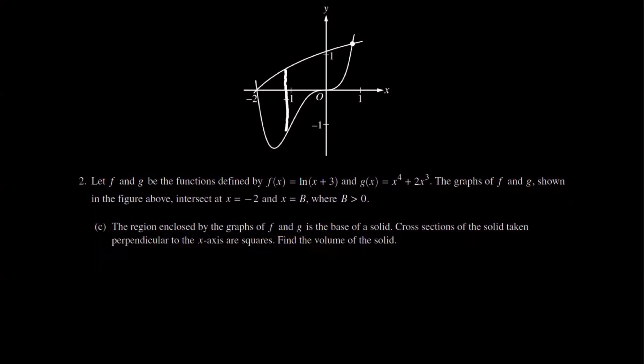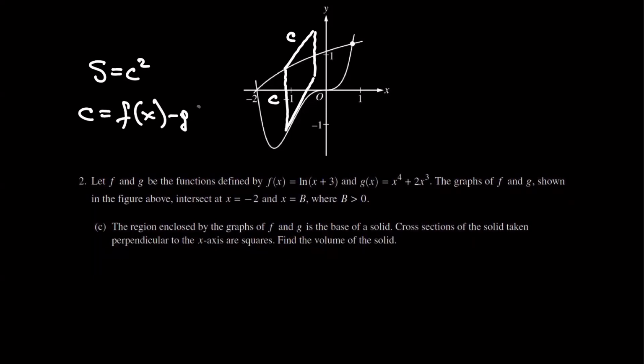They are perpendicular to the x-axis, and so they look something like this, where this side is C and this side is C. So the area S is equal to C squared. And what is C? C is equal to the difference between the functions, f of x minus g of x. And C is a function of x, of course. So then what is the volume of this solid?